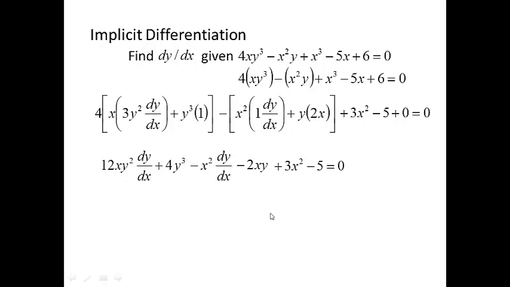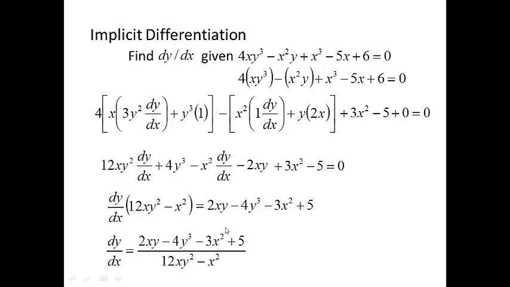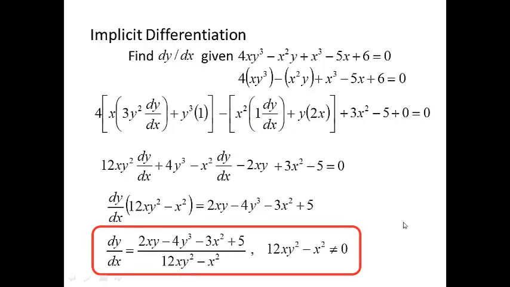Now I want to move all the terms without the dy dx to the other side and factor out a dy dx on this side, which are these two terms. Everything else goes on the other side. Divide by this factor here to get dy dx by itself. And we get this, and the denominator can't equal 0, and we're finished.